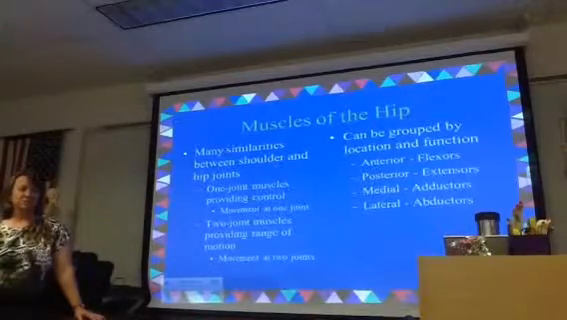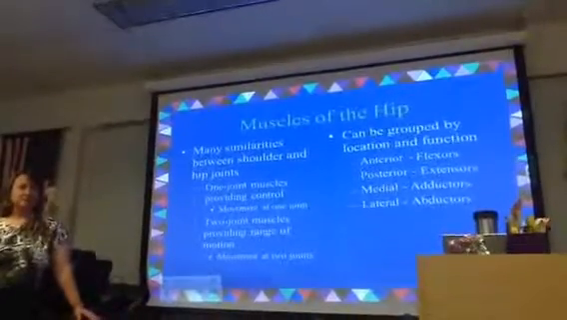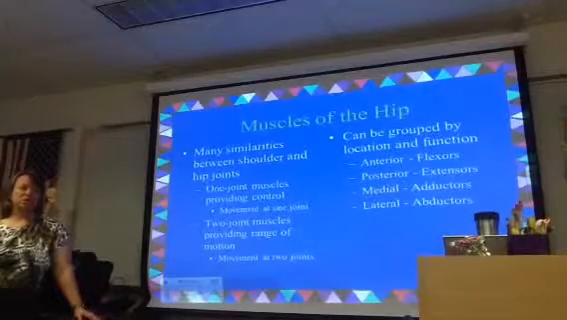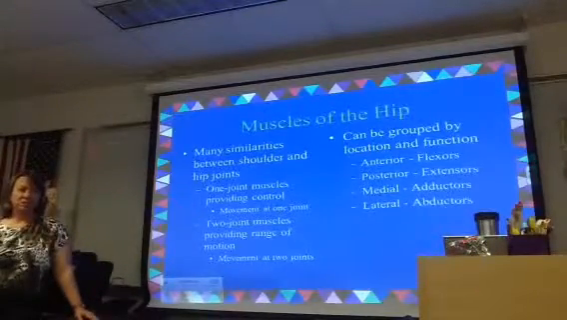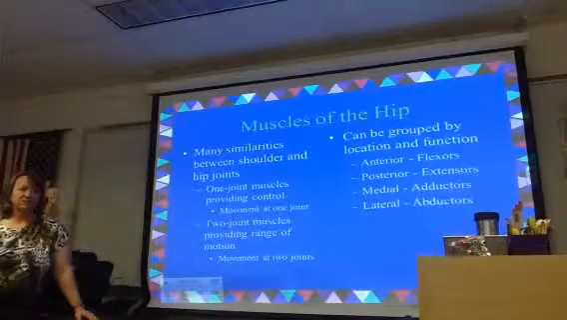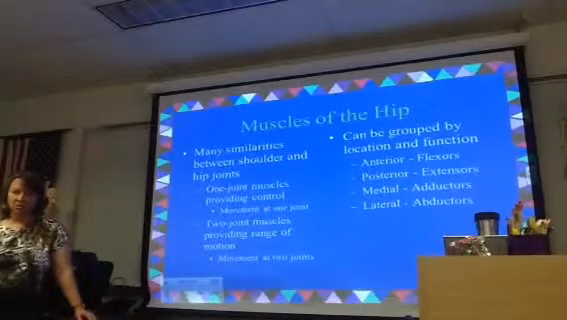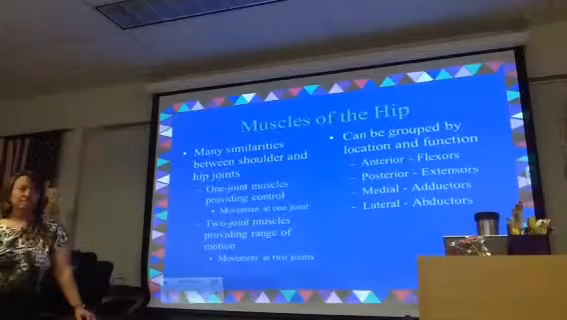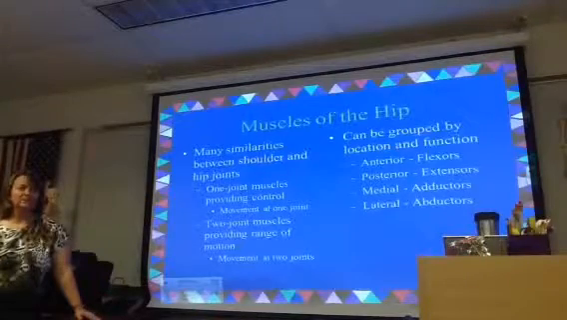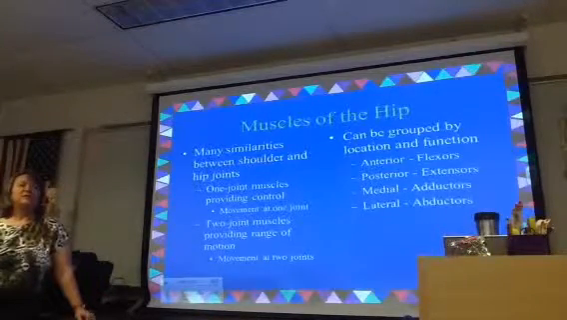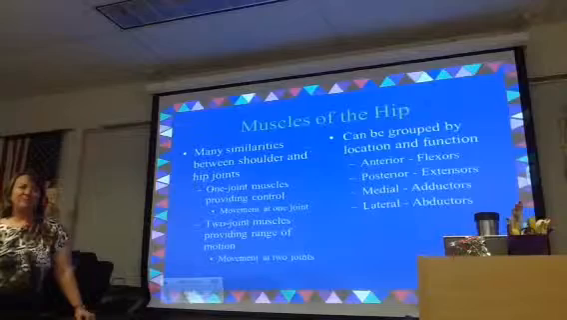Similarities between the shoulder and hip. So we're going to have some muscles that are one joint muscles, so they're going to provide more control, and then we're going to have other muscles that are two joint muscles. So they cross both the hip and the knee, and they're going to be involved with more range of motion things. Movement at two joints. And then the muscles in the hip can be grouped by location.